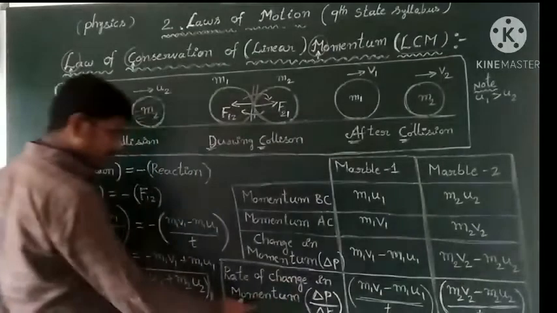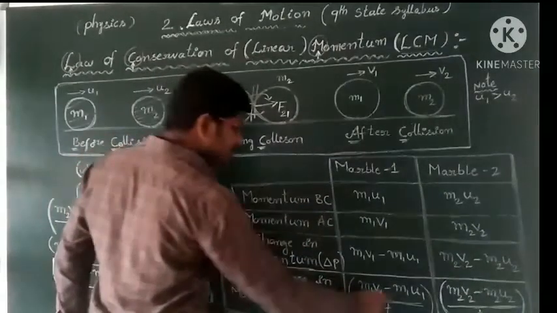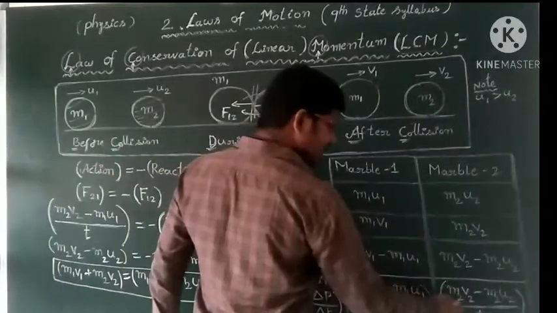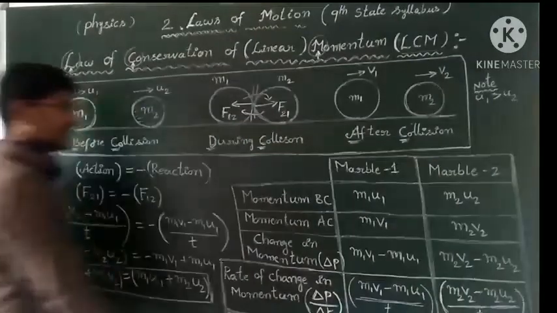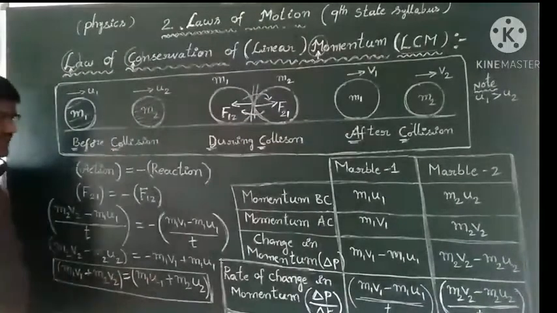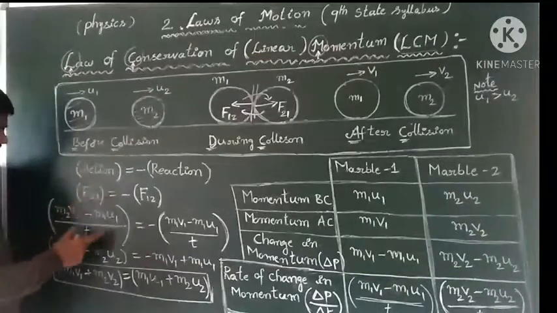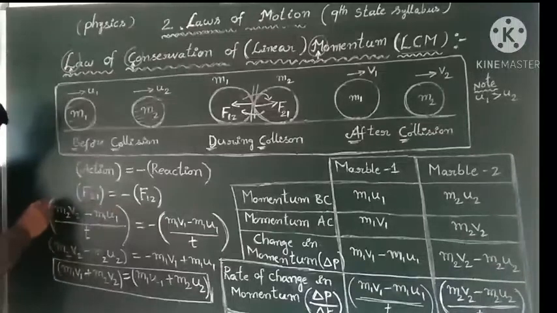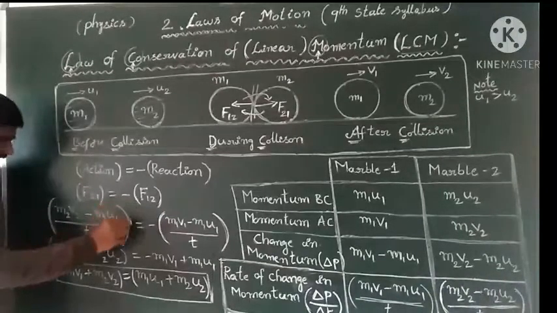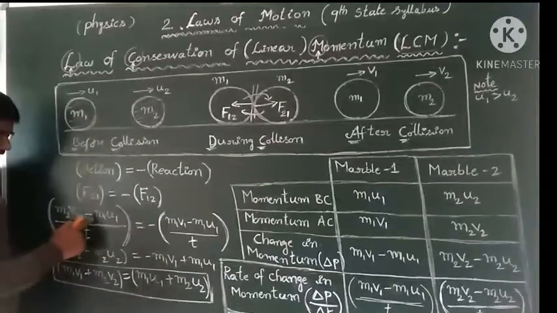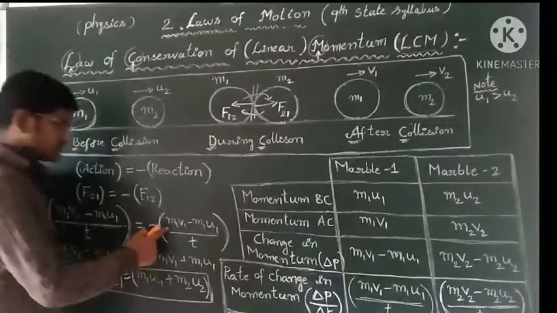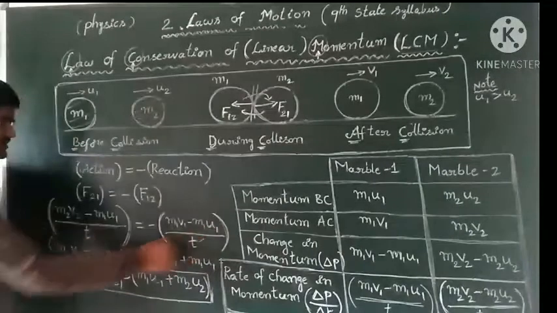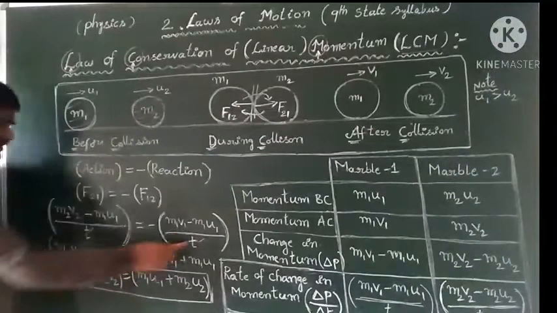So the rate of change of momentum for the first marble means its change in momentum by time, and the rate of change of momentum of the second marble means its change in momentum by time. From Newton's second law of motion, force is equal to rate of change of momentum. So the force on 2, the rate of change of momentum of the second object, is m2 v2 minus m2 u2 by t, and here we write m1 v1 minus m1 u1 by t. The interaction time is the same for both of them, so it gets cancelled.